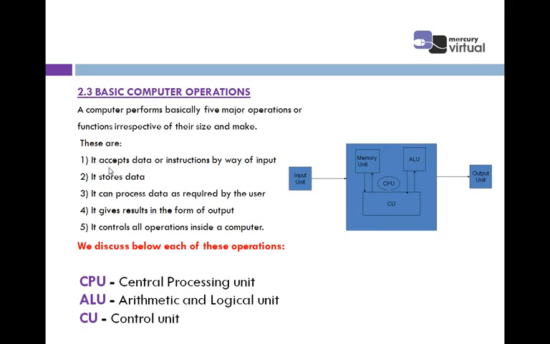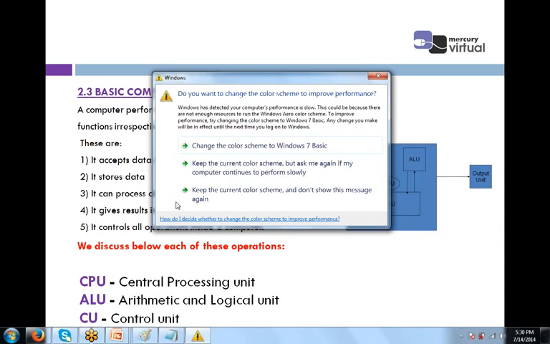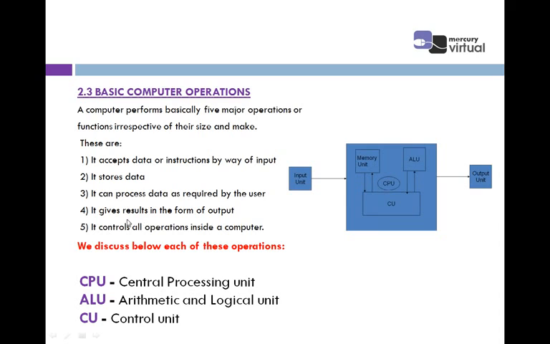Then it stores data. Second point is it stores data, means the computer can store the data in the memory. Then it can process data as required by the user. After inputting, that is the first point, and then storing, the third point is process the data, means that is the processing part. This is done by the CPU only. Then the fourth point is it gives results in the form of output. That is done by the output unit.